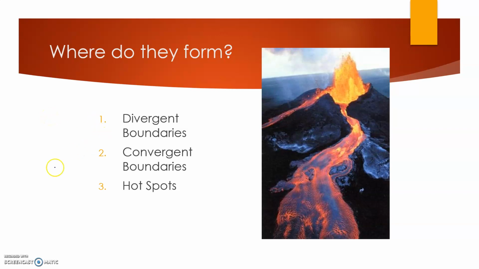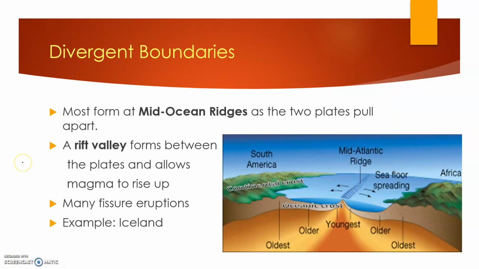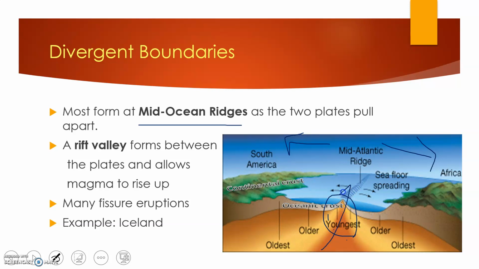All right, so where do volcanoes form? At divergent boundaries, convergent boundaries, and at hotspots. So at a divergent boundary, most form at mid-ocean ridges as the two plates pull apart. So we already have learned that rift valleys are right here in the middle of the mid-ocean ridge. And basically what happens is the plates are moving in opposite directions. When that happens, the new magma is going to rise up, creating the volcano itself. This also causes many fissure eruptions.